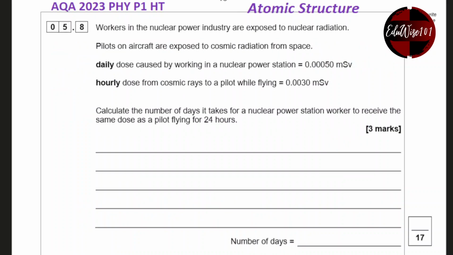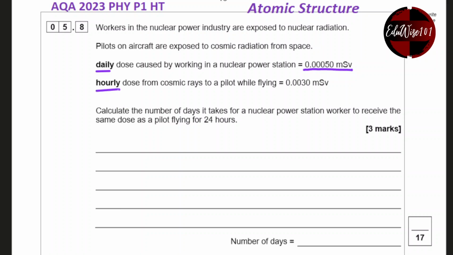Next part. Workers in the nuclear power industry are exposed to nuclear radiation. Pilots on aircraft are exposed to cosmic radiation from space. The daily dose caused by working in a nuclear power station is 0.00050 mSv. Now, mSv stands for millisieverts. Sieverts is a way of measuring radiation, a unit of measurement.